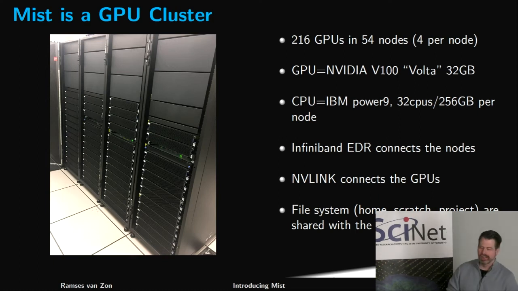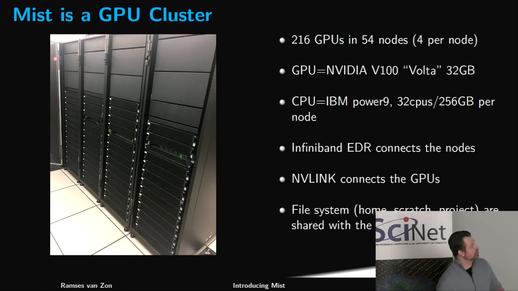So this is what it is. They are the latest generation of NVIDIA GPU cards that are in there. Each of them has 32 gigabytes of RAM, which is fairly sizable as far as GPUs go. And then they are hosted on a host machine, and these host machines are IBM Power 9 machines. So they're not x86, which has some consequences for the software stack.